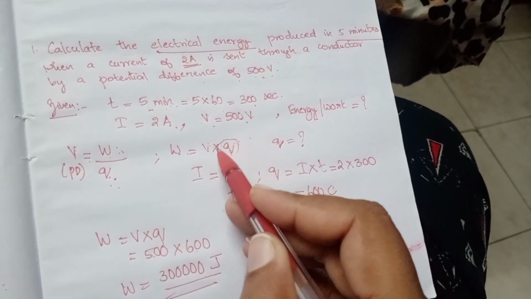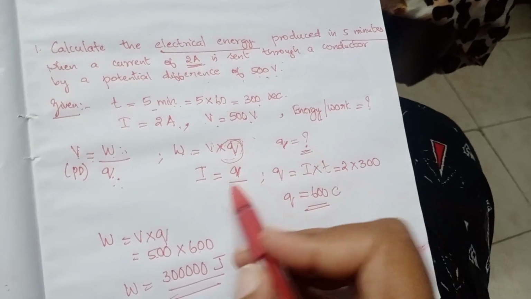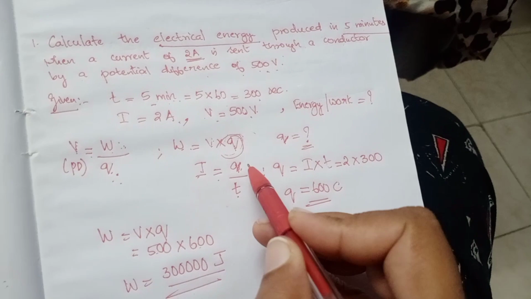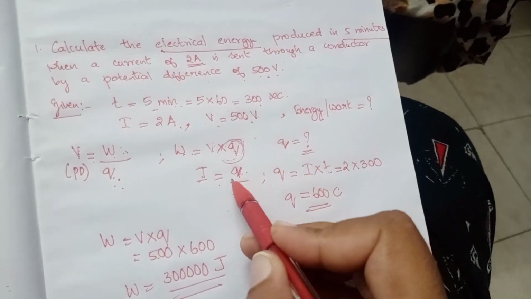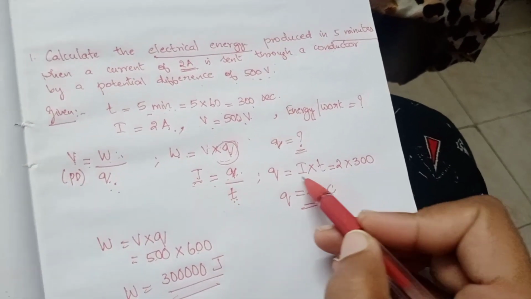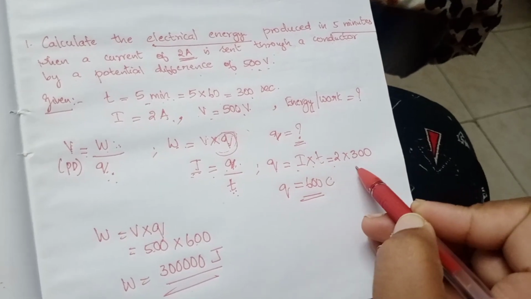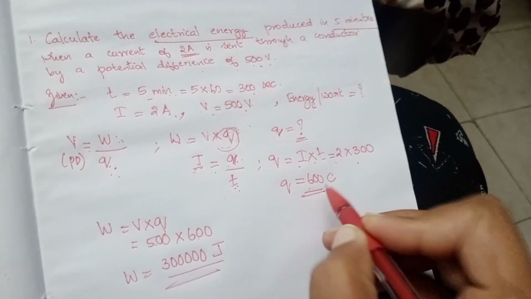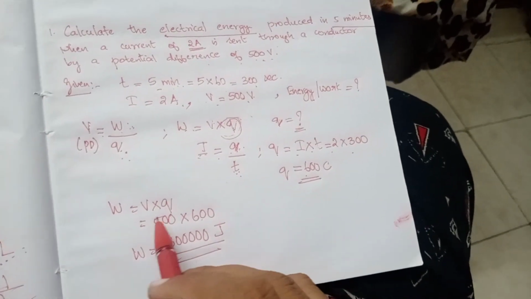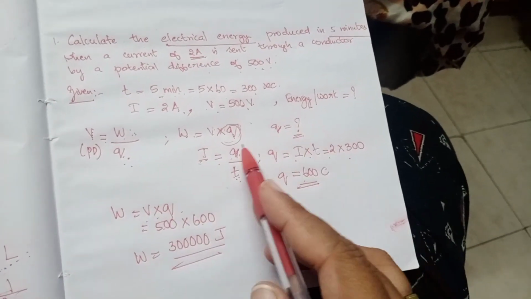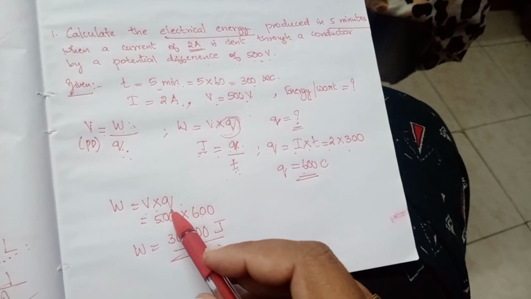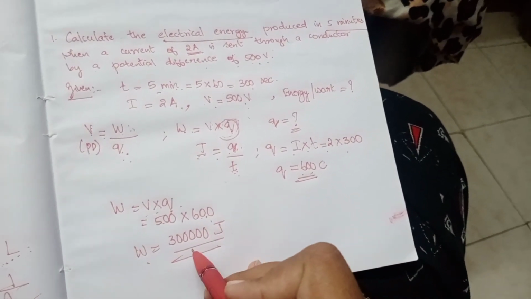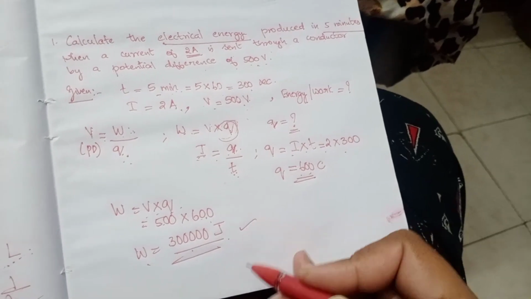But we don't know the value for Q. So in order to find Q, we use the equation current is equal to the rate of flow of charge. So I is equal to Q by T, so Q is equal to I into T. The value of I is 2 and the time is 300. Substituting, we get the value for Q as 600 Coulomb. Now we can substitute it. W is equal to V into Q. V is 500 volt given in the question and Q is 600 Coulomb. Now W is equal to 3 lakh joules. So this is the answer.